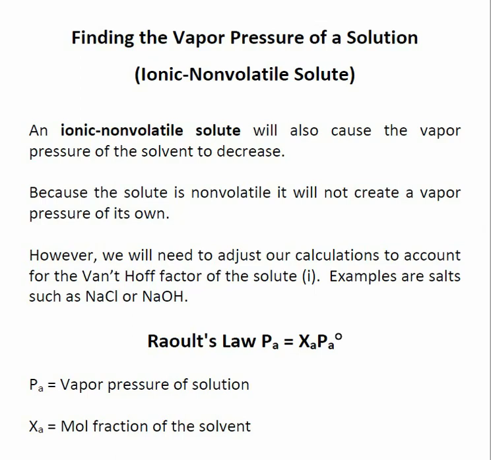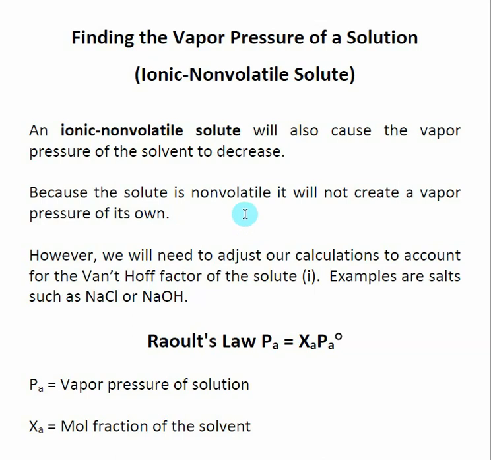The next example for finding the vapor pressure of a solution will involve an ionic non-volatile solute. Because the solute is non-volatile, it's not going to create a vapor pressure, and the only thing that's going to be creating vapor pressure in our solution is the solvent. Raoult's law says that we expect the vapor pressure of our solvent to decrease as we're dissolving things into it, and so this is something that we're going to check later on.